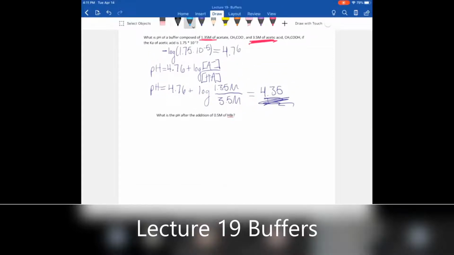Okay, so which substance is HBr going to react with first? Is it going to react with acetate or acetic acid? Anybody know?